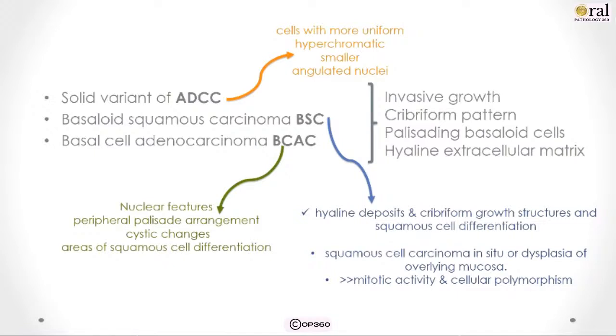The next one, basal cell adenocarcinoma, is mainly important to differentiate from its adenoma counterpart, I mean the basal cell adenoma. In basal cell adenocarcinoma, the cribriform nests are composed of uniform basaloid light cells in the center and dark cells at the periphery, within palisaded architecture at the peripheral areas. It has nuclear and basaloid features, peripheral palisaded arrangements, cystic changes, and areas of squamous cell differentiation, but smaller than that in basaloid squamous carcinoma.